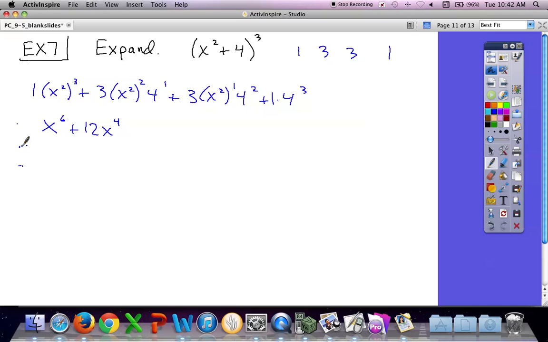What will the next term be? 48x squared, right? You can't multiply 3 times 4. 4 is squared, 3 is not, right? So you have to say 3 times 4 squared, 3 times 16, 48. Right? And then the last one is 64.